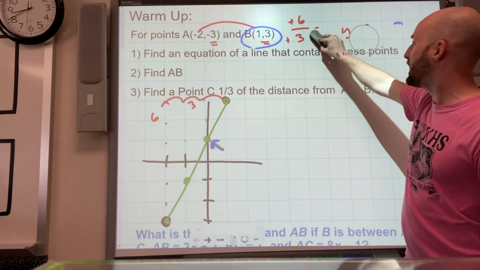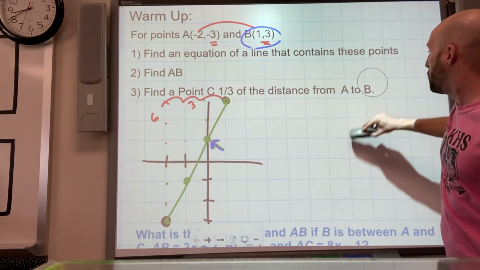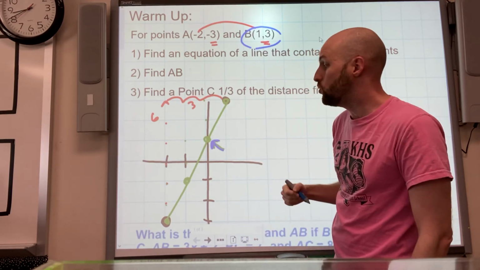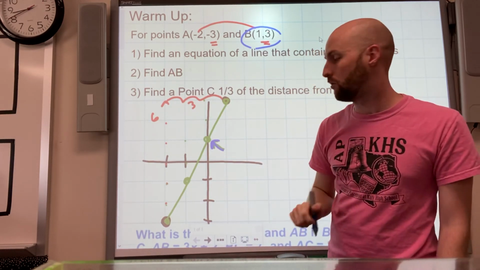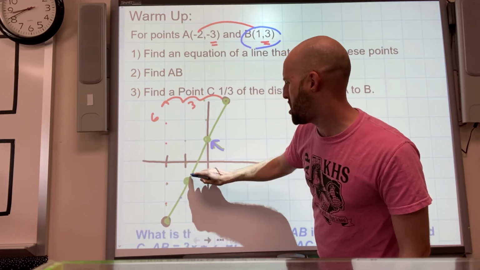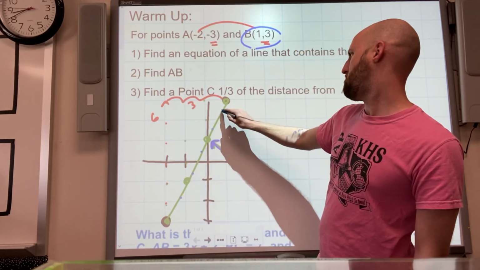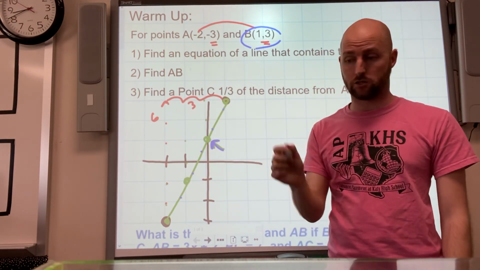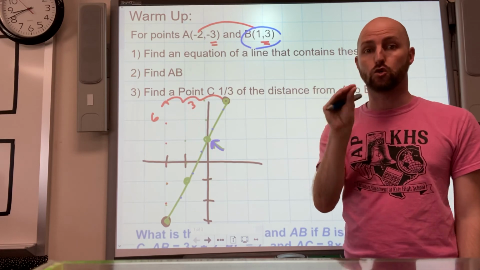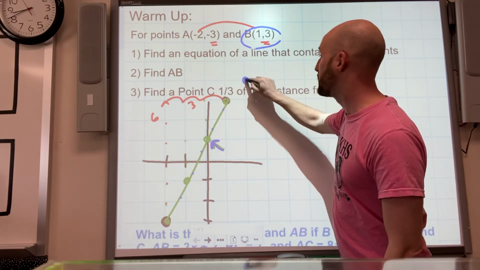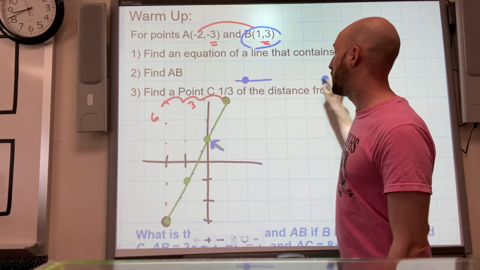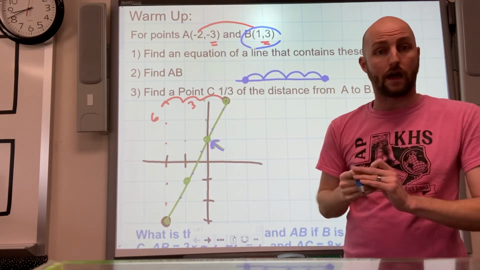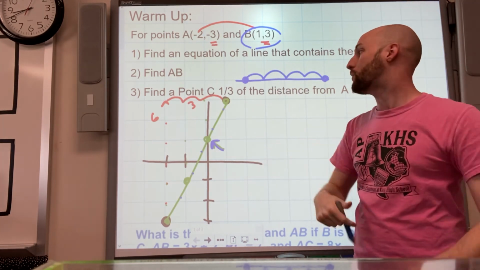It says find AB. Find AB with no bar on top means that I want to know the distance between these 2 points. And I cannot tell you how many people will say, looks like 1, 2, 3, 4, 5. You cannot do that. You will get the answer wrong every time. I'm going to look at your paper, laugh at you, and put an X. So don't do that. If I said, what's the distance between this point and this point, and they're on a straight line, well, heck yeah, 1, 2, 3, 4, done. Okay, you can do that. But when they are in space, you cannot do that.